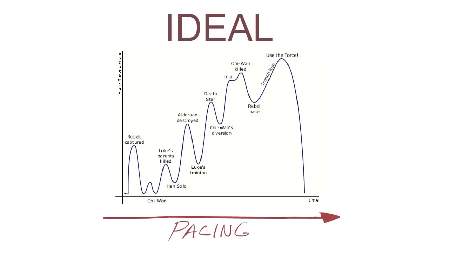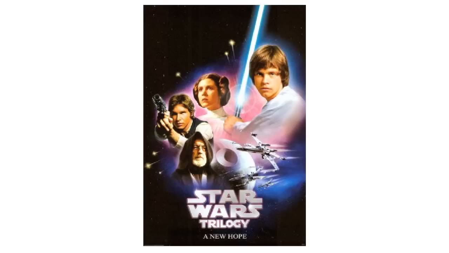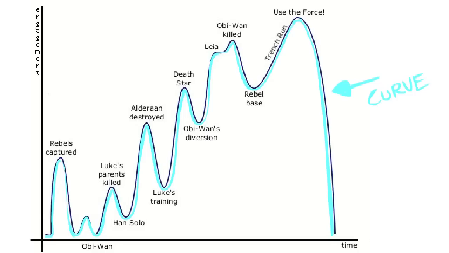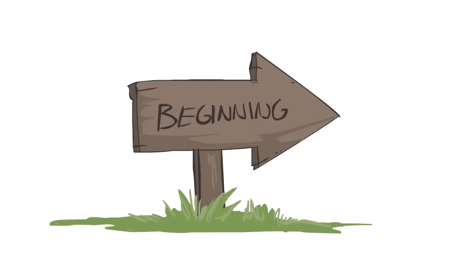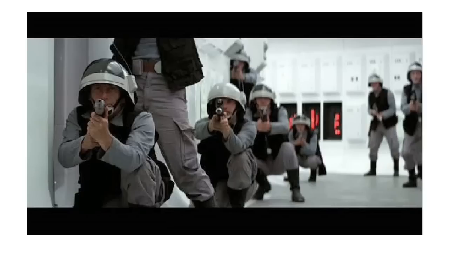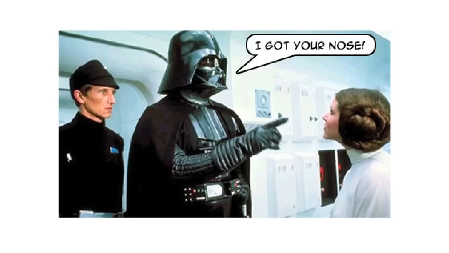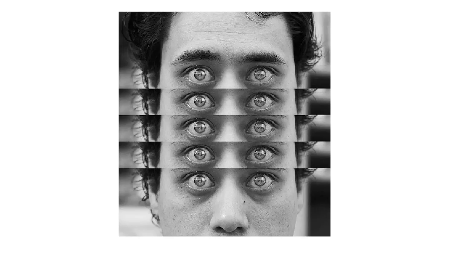This graph represents an ideal example of pacing, provided by Star Wars: A New Hope. The curve shows our engagement with the film at any given time. Let's start at the beginning. We kick things off with a big chase and battle sequence where Princess Leia is captured by the Empire. Nice, exciting start. You have my attention.